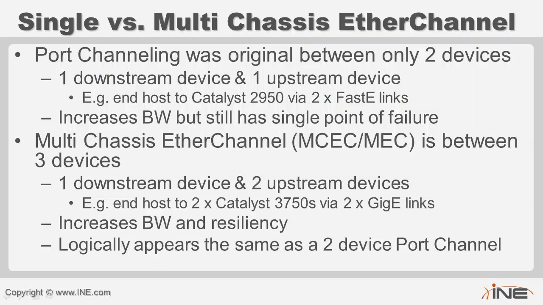Now, from the perspective of the client of the channel per se, the downstream device, it's still going to logically appear as a two-device port channel. So if we have our end server that is doing NIC teaming between its physical links, and then it's talking upstream to two 3750s, from the perspective of the downstream device, it looks like it's attached to the same switch on the upstream.